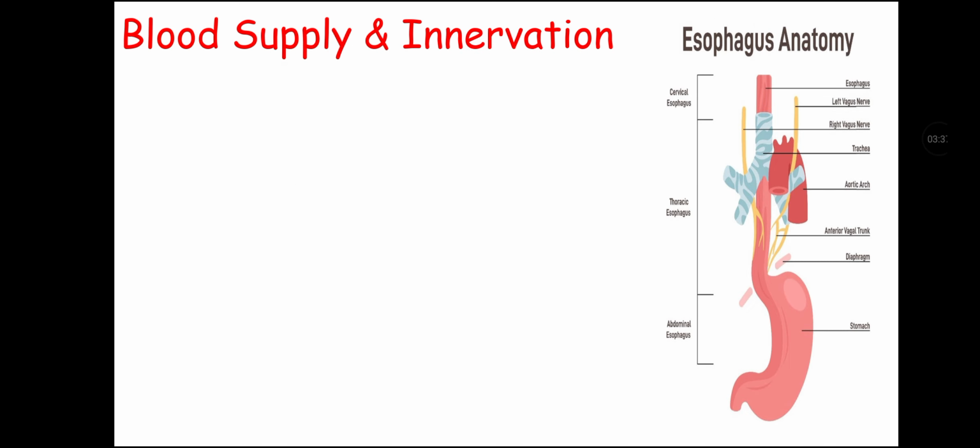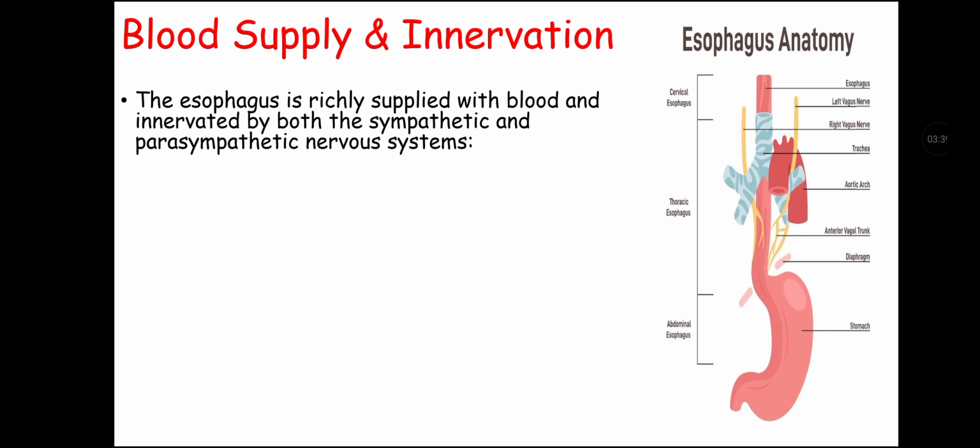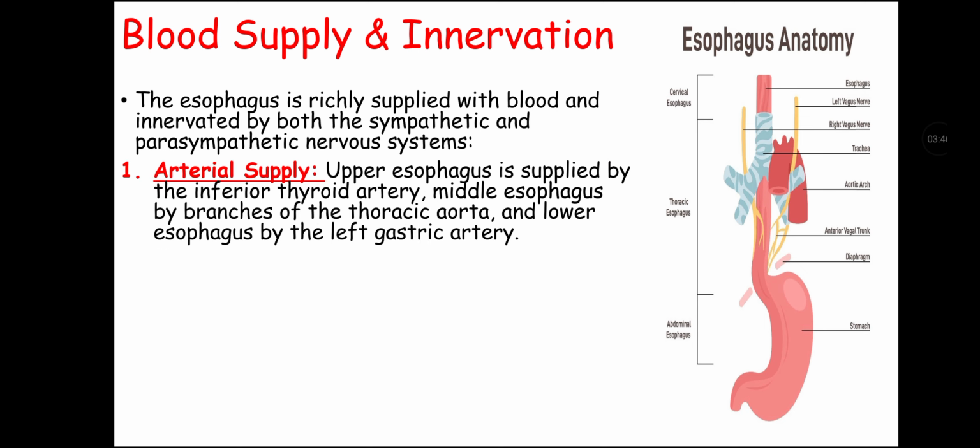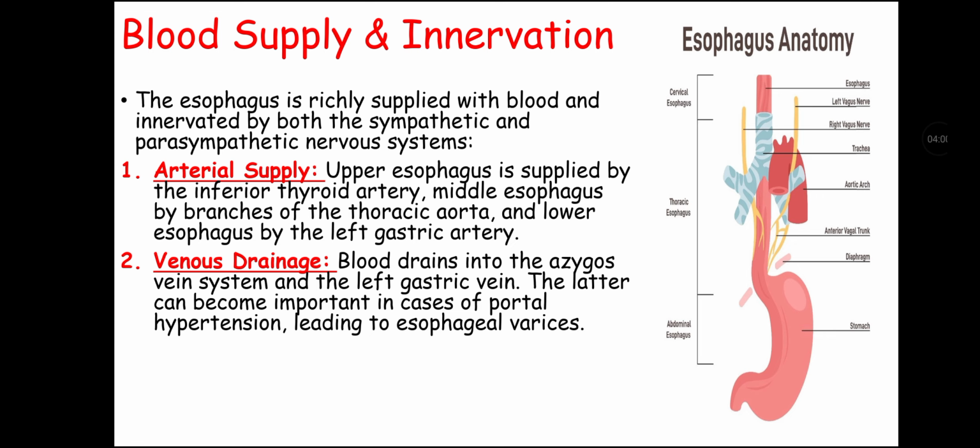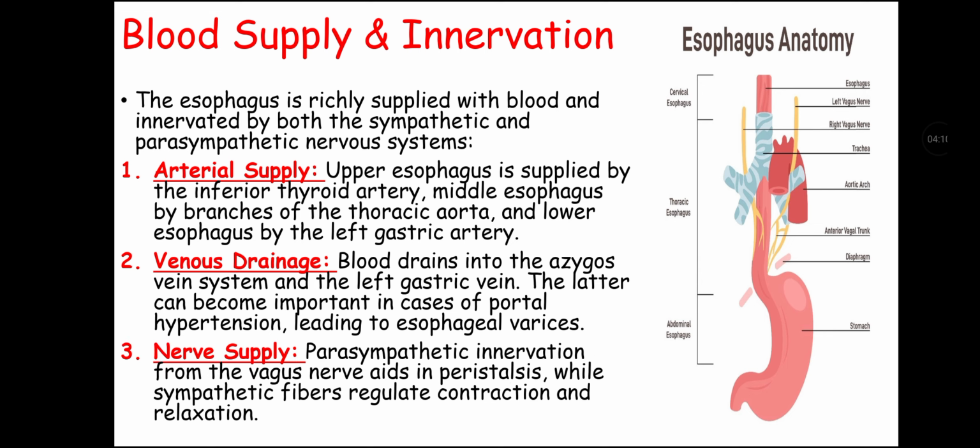Now let's talk about the blood supply and innervation of the esophagus. The esophagus is supplied by blood and innervated by both the sympathetic and parasympathetic nervous systems. First, we will talk about its arterial supply. The upper esophagus is supplied by the inferior thyroid artery, while the middle esophagus is supplied by branches of the thoracic aorta, and the lower esophagus is supplied by the left gastric artery. Talking about venous drainage, blood drains into the azygos vein system and the left gastric vein. The latter can become important in case of portal hypertension leading to esophageal varices.